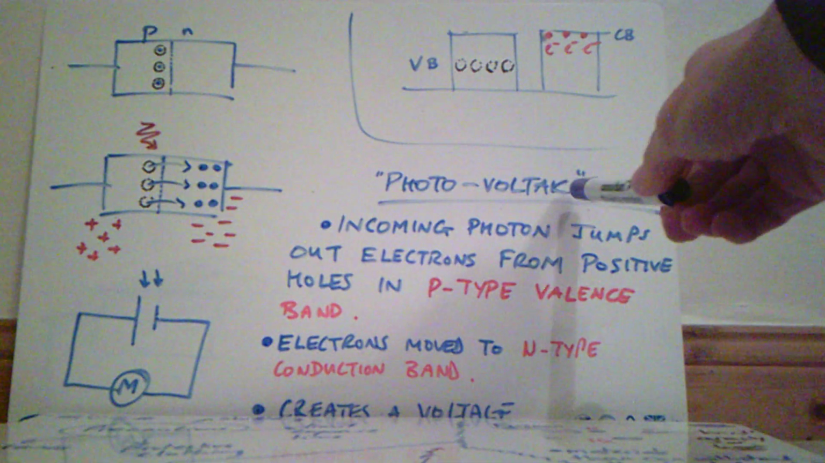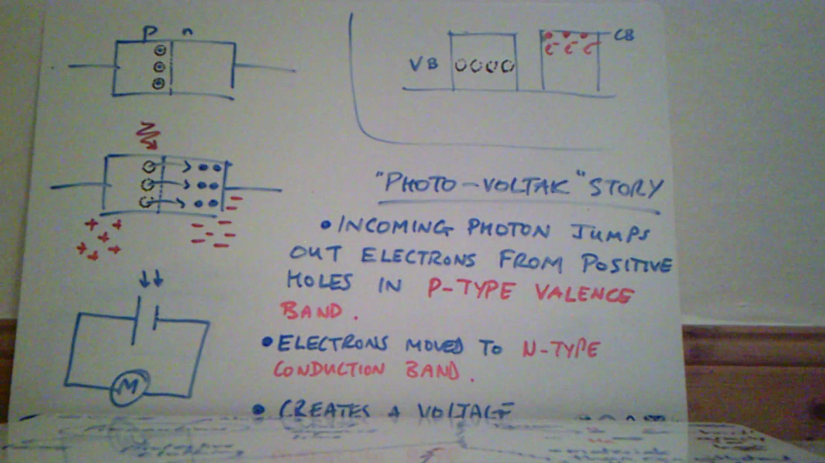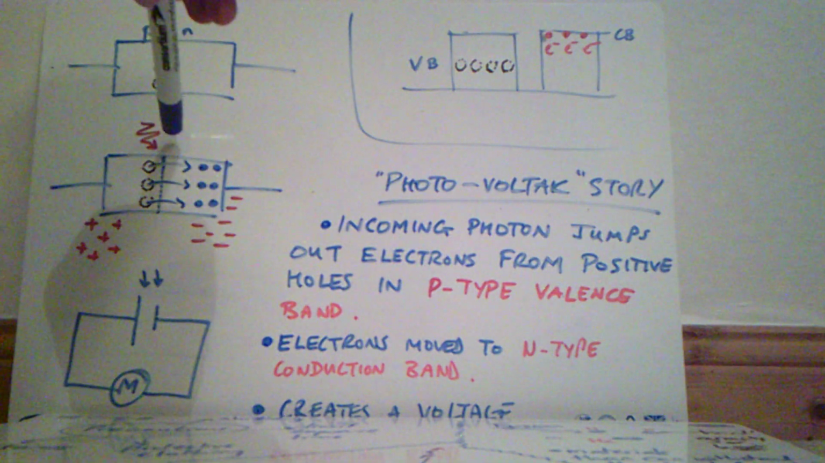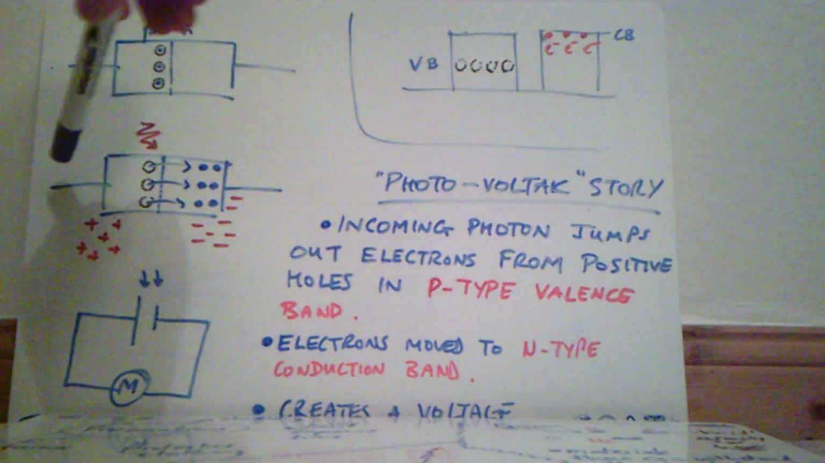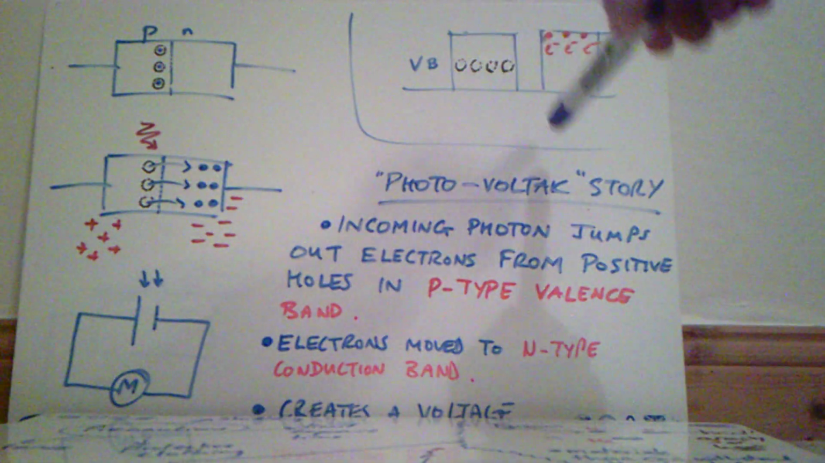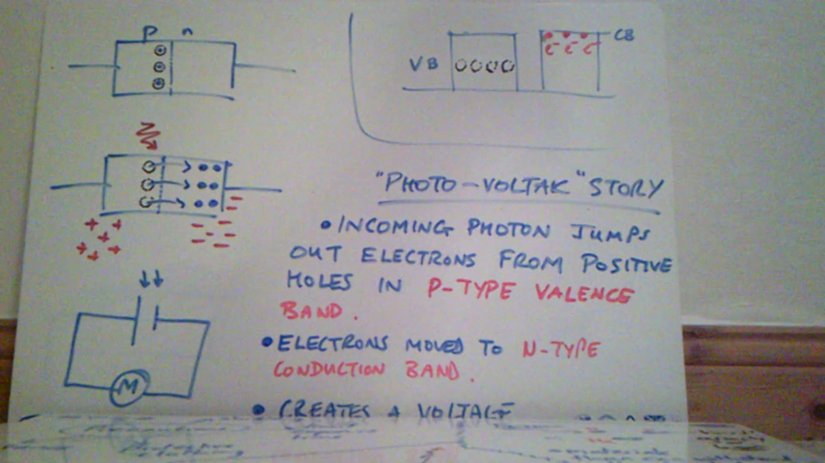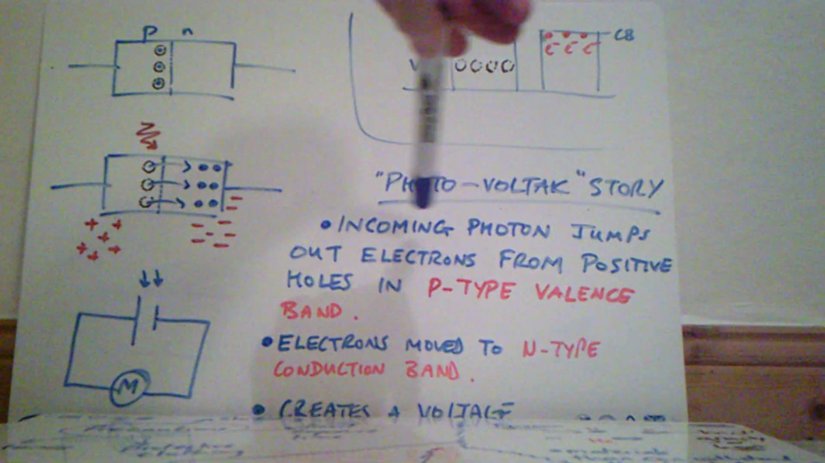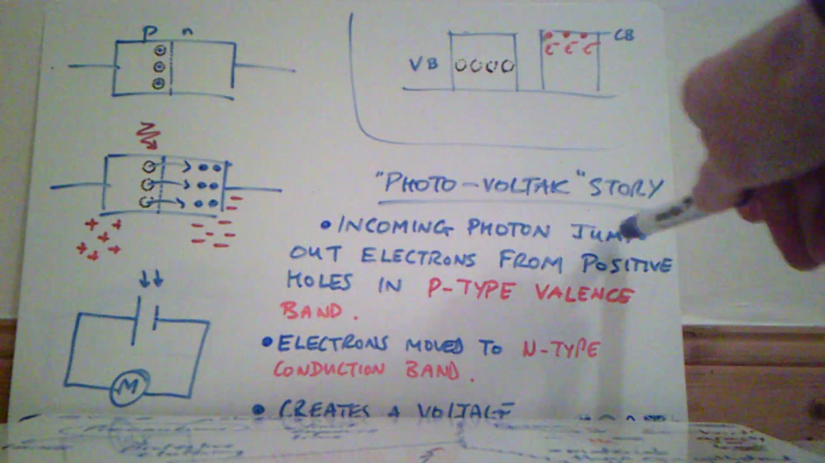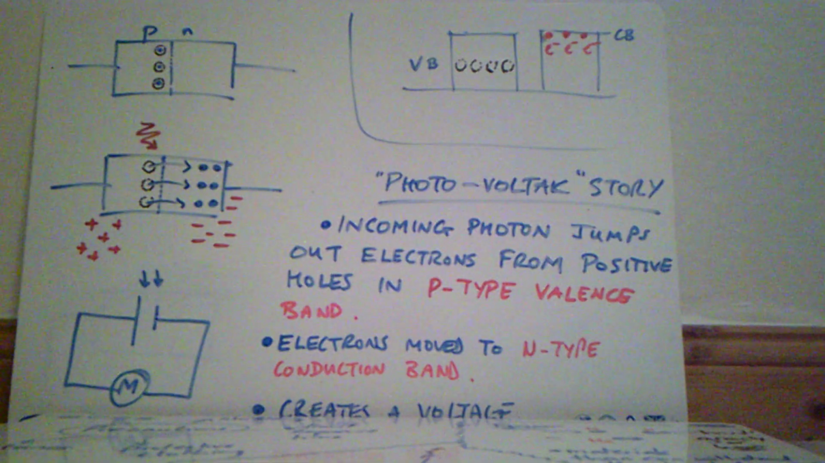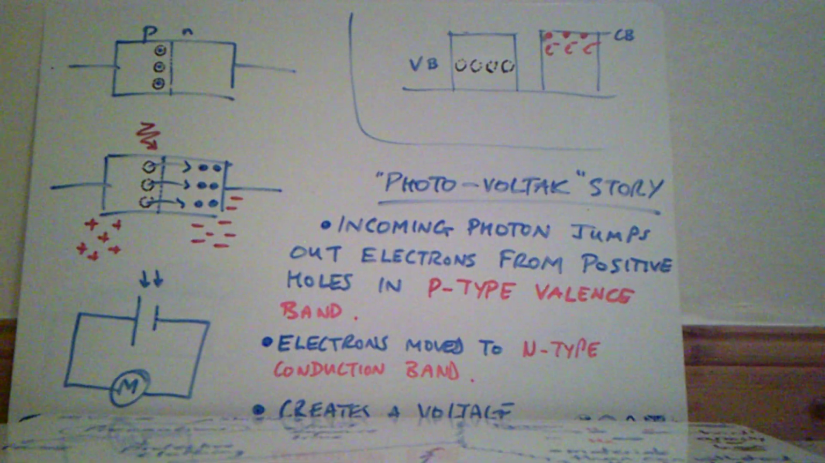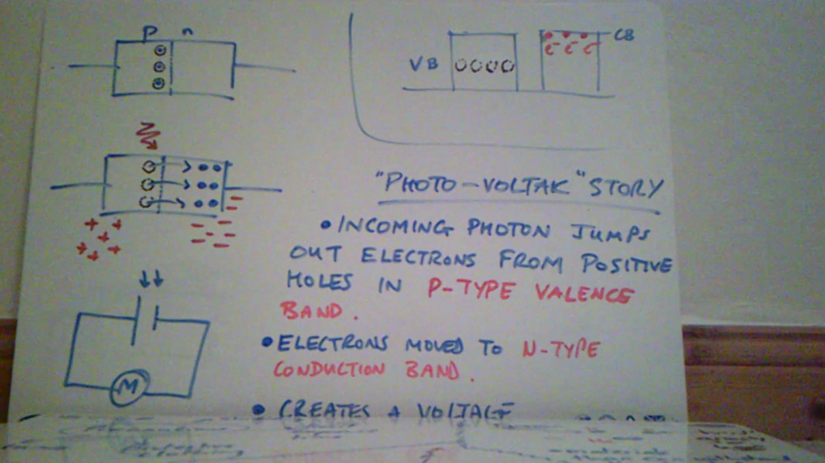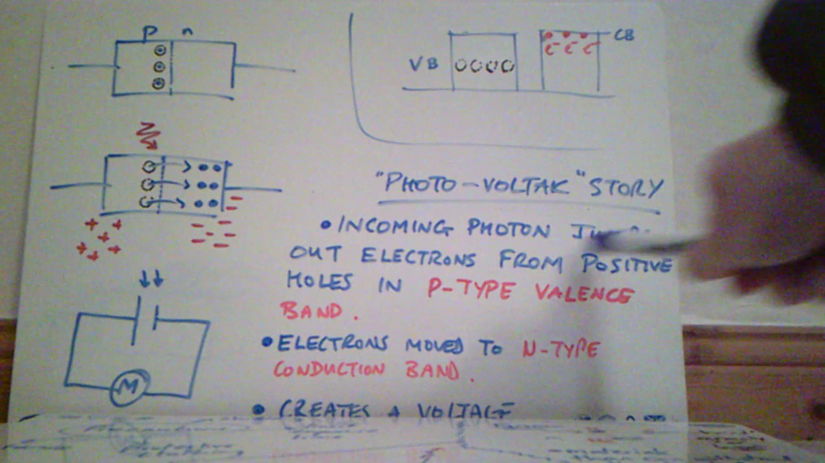So the photovoltaic story, if you're asked about this, is called photovoltaic because it means photons come in, and as a result of the photons coming in, the p-n junction has a voltage across it. So again, talk about the energy. Well, incoming photons jump out the electrons. That's talking about where the energy comes from. Now let's talk about the journey of the electrons, and we must also make reference to the bands and whether we are talking about the p-type or the n-type.